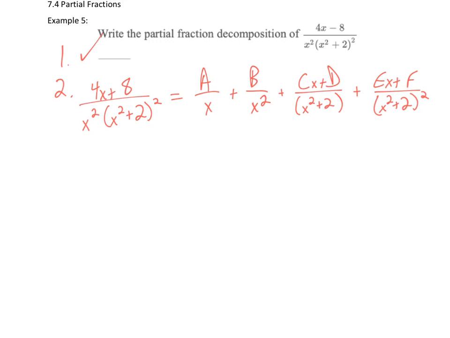Check back to the 4 rules on the front page, or if you have additional questions, you can message me. But here we go. We need common denominators. So this guy's missing an x, another x, and an x squared plus 2 squared.